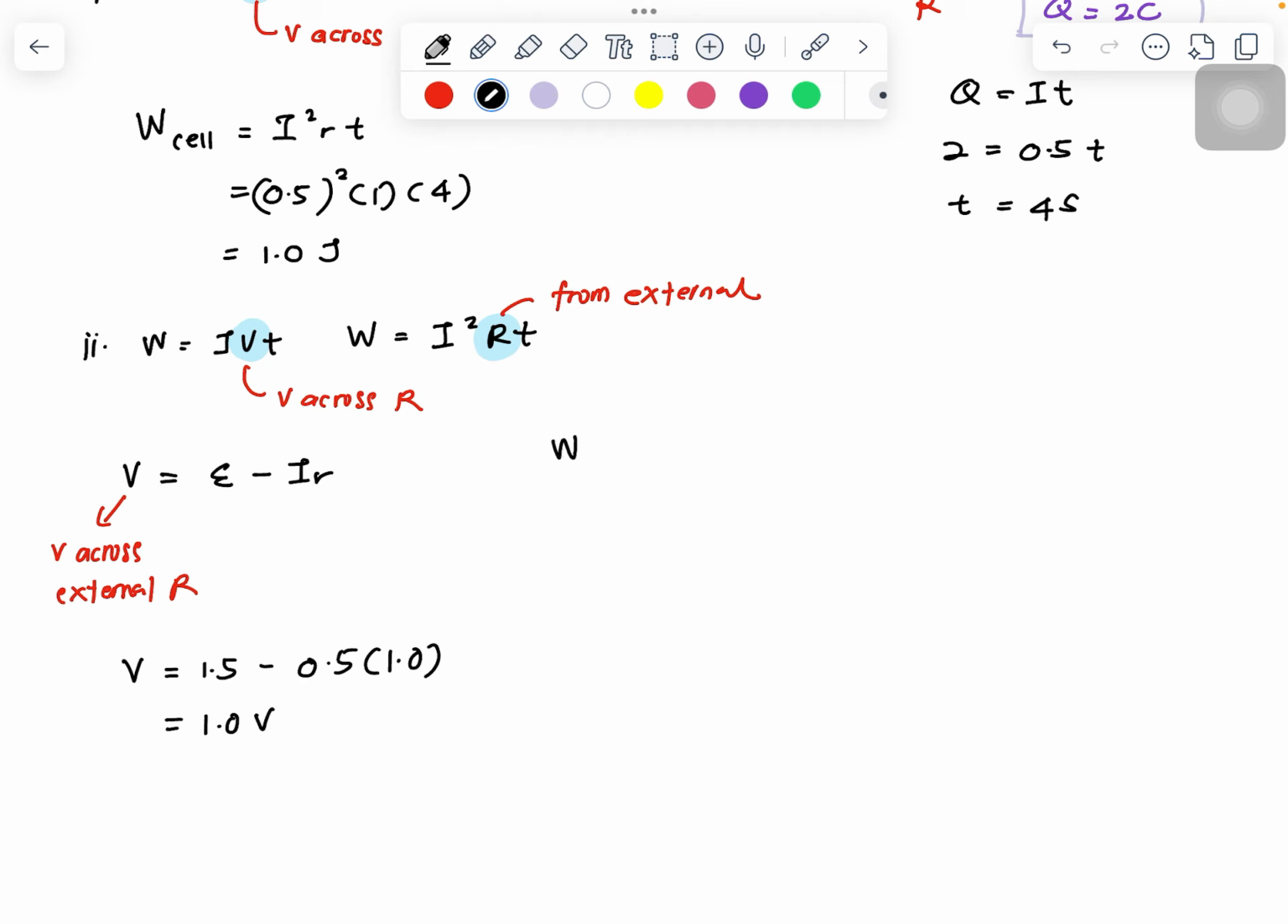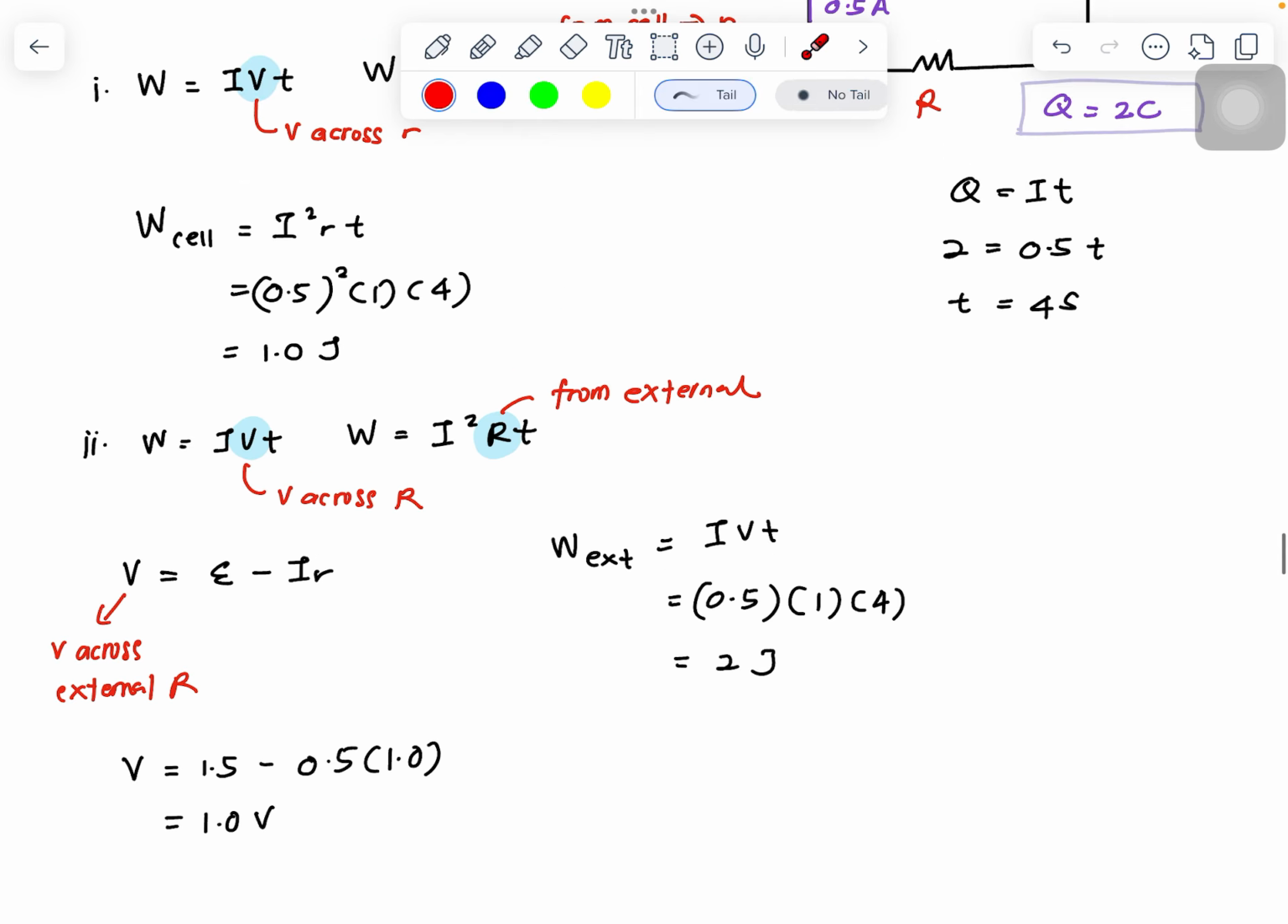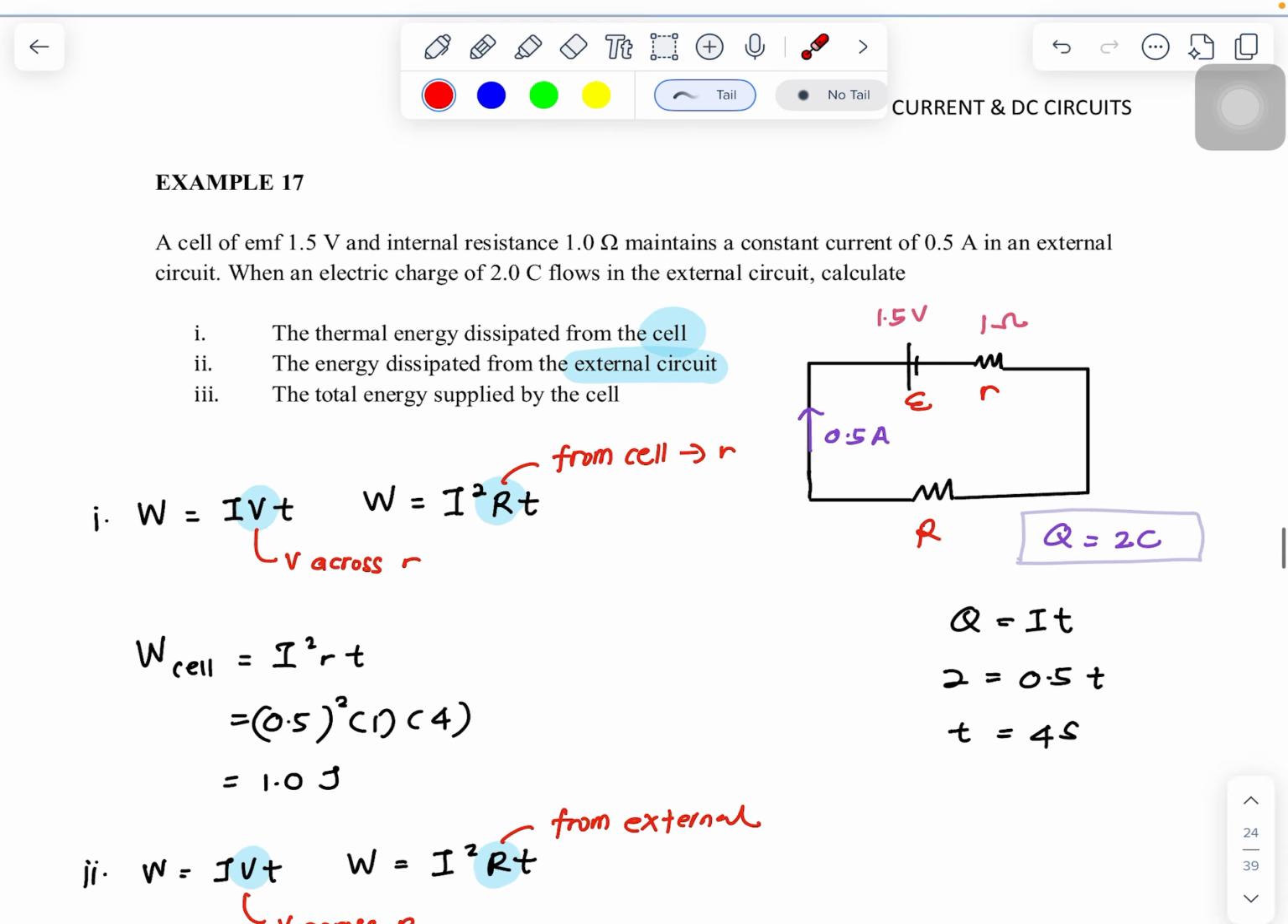So guna formula, this one let's label external, IVT, so I 0.5, V yang kita dapat, T is 4 seconds, so energy daripada external will be 2 joule. Okay, so nampakkah perbezaan? Dua-dua formula boleh guna, but you just have to make sure this value, value ini yang tidak akan membezakan dia. Okay, last one.